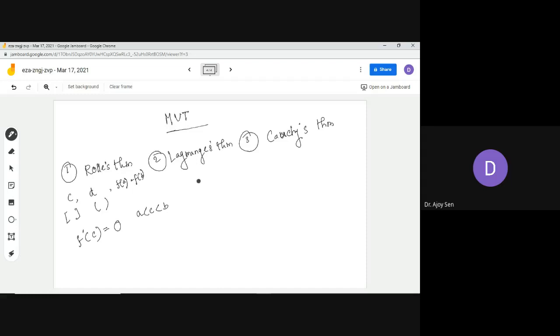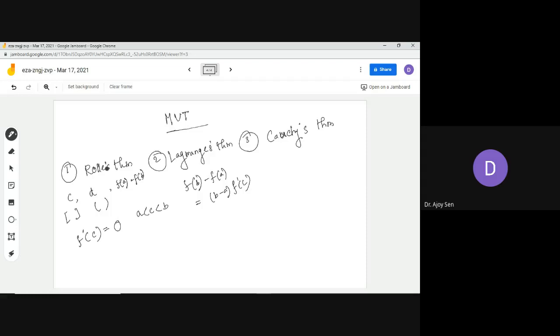And I think you know that in Lagrange's theorem you need the continuity and derivability, and Lagrange's theorem tells you that f(b) minus f(a) is equal to (b minus a) into f dash c. Such a thing happens. And you see, whenever f(b) is equal to f(a), f dash c is equal to 0. So from Lagrange's theorem you can prove Rolle's theorem. So Lagrange's theorem in this way is more general than Rolle's theorem.